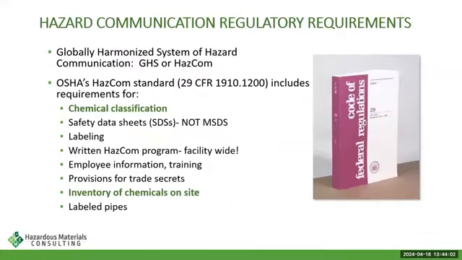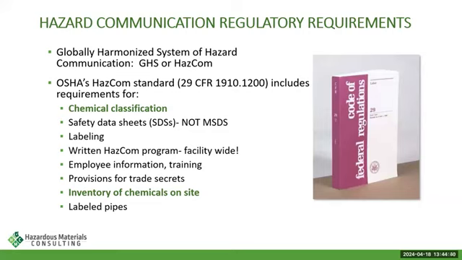Now, the requirements for the HAZCOM standard include chemical classification. We talked about that last time. What that means is that we segregate chemicals according to their risks. So we put all of the flammables together and we store them in flammable cabinets. We take our acid corrosives and we store them in acid corrosive cabinets. We take our corrosive bases and we store them separately, in either a separate base corrosive cabinet or a separate location on a shelf. And then we store things like oxidizers separately as well. So we want to store by chemical classification.